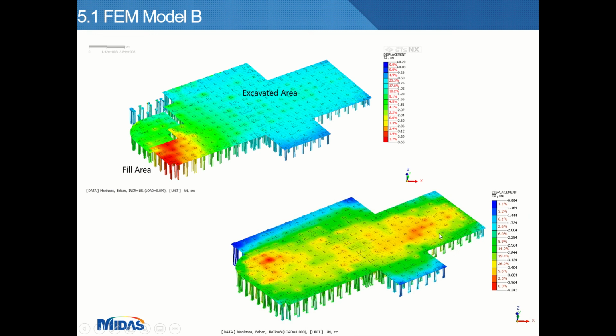This is just a matter of how big your column load is and the position of your piles. On the other hand, the excavated area, despite having the same column load, experiences very little settlement. At the fill area, it experiences bigger settlement. So this is one of the differences you have to consider when you conduct numerical analysis. When the excavation and filling process is quite significant, it might be worth your time to do additional work to model all this cut and fill process.